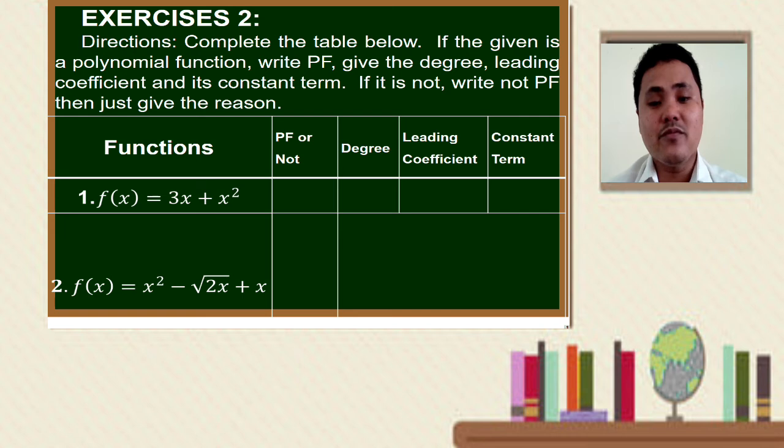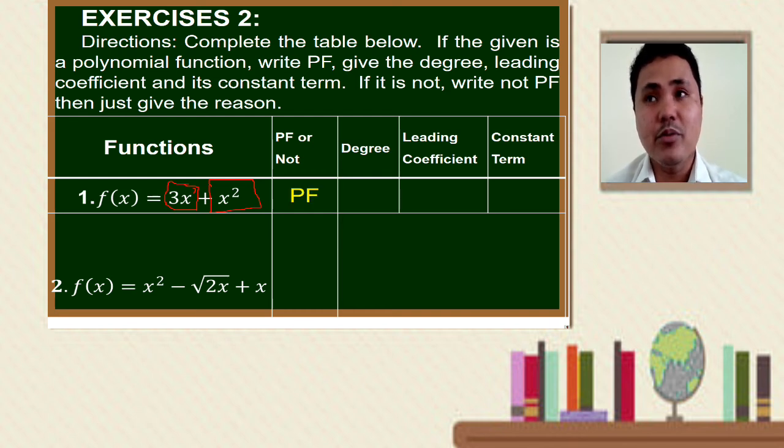By looking at the exponent, let's start checking the exponent of the first term. What is the exponent of the first term? There is no exponent indicated on x there, right? But that is equal to positive 1. How about the exponent of the second term? This is our second term. So the exponent is positive 2. Therefore, all of our exponents are positive. No question that this is a polynomial function.